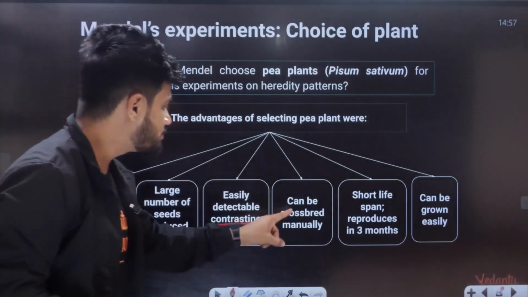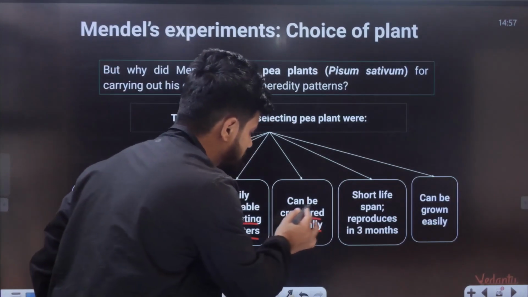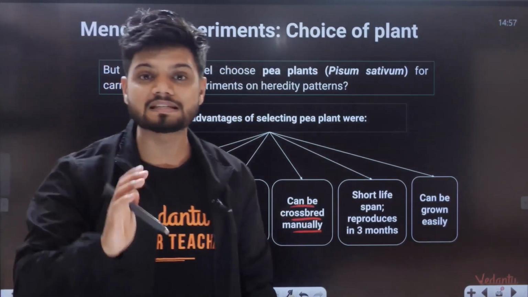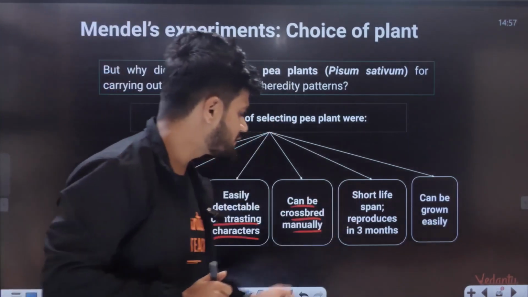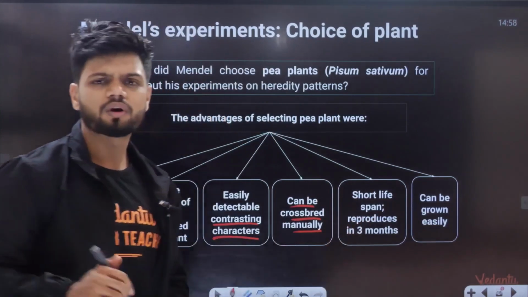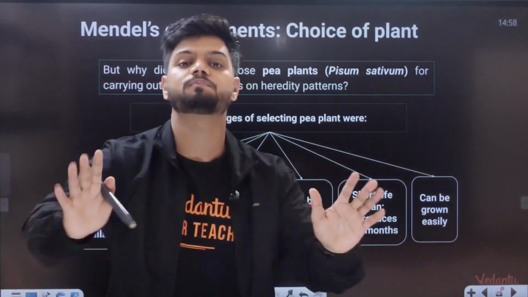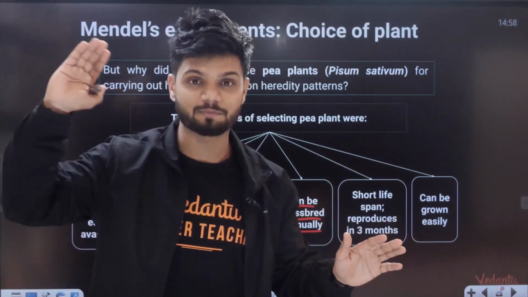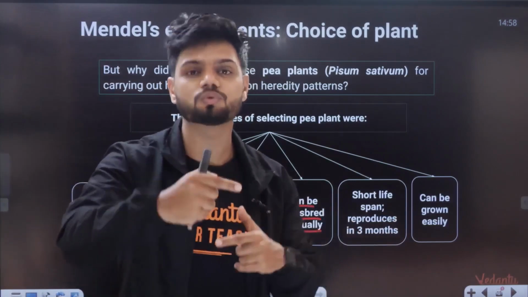Can be crossbred manually. That is, emasculation can be done very easily here. Short lifespan, reproduce in 3 months. So every 3 months he can do a fresh experiment. For 7 years he did the experiment. So every 3 years he can start a new batch.